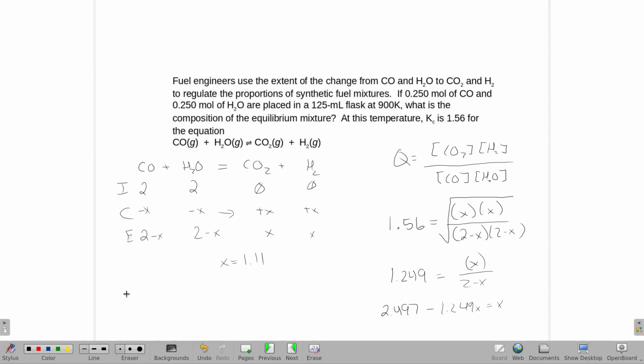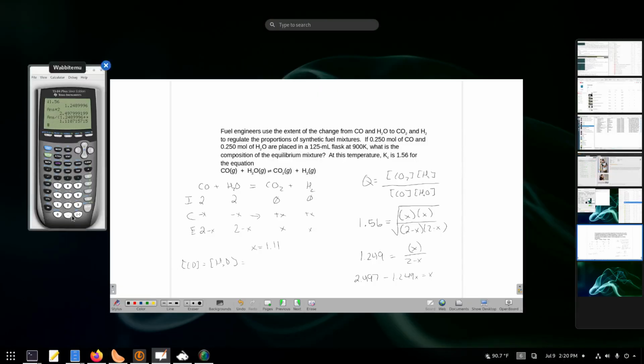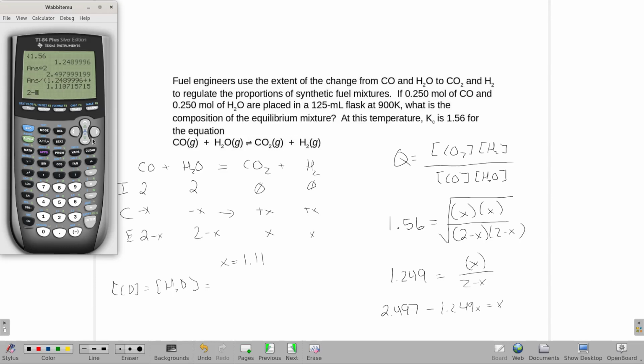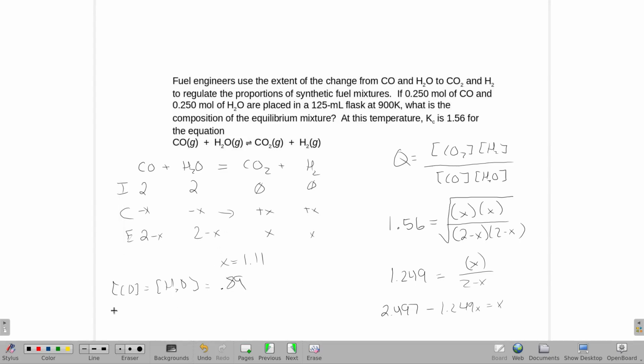So my equilibrium concentrations, my CO concentration and the H2O concentration, are both the same. It's 2 minus that 1.11, and if I do that, I get 0.89. And the CO2 and the H2 are both just equal to x, which is 1.11. All right, so we avoided any complex quadratic equation by just realizing that and taking square roots.